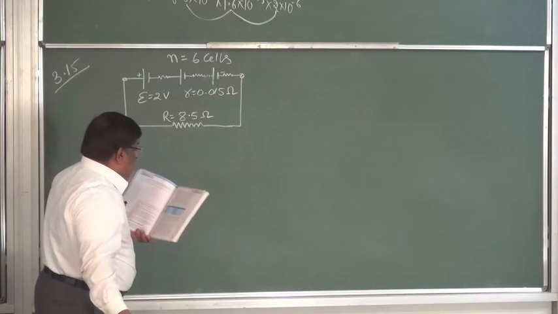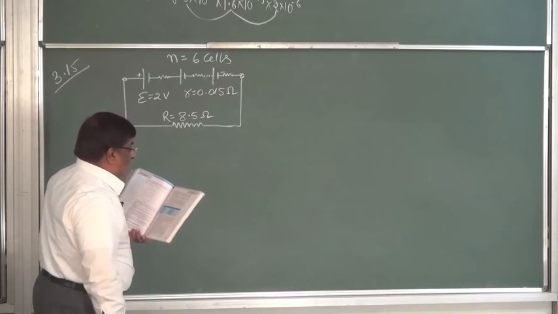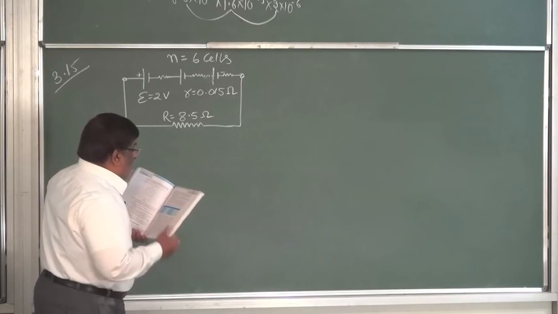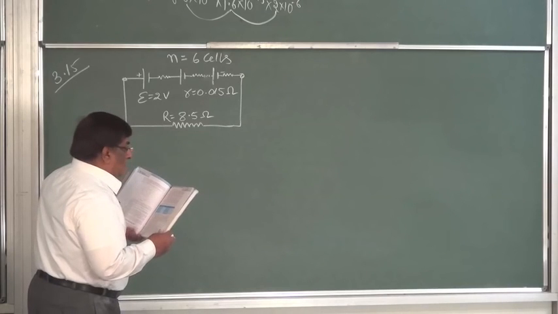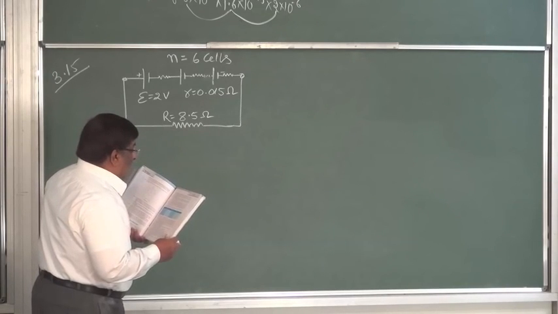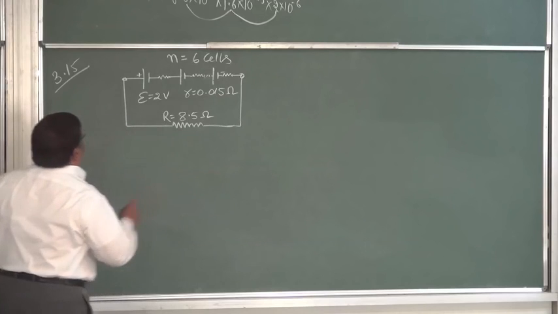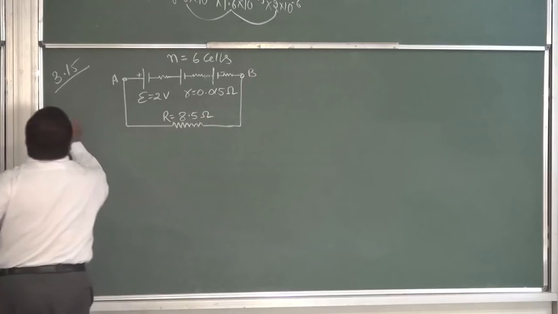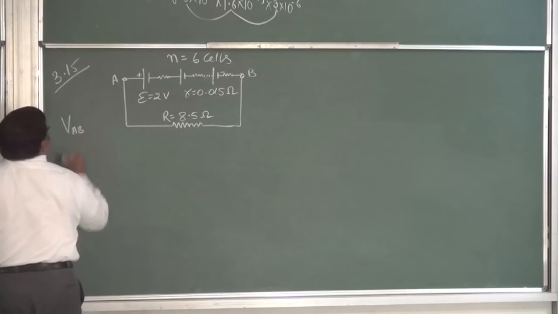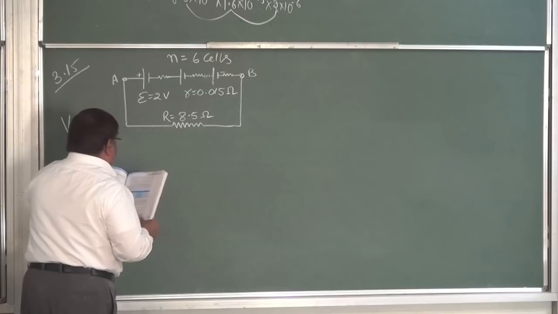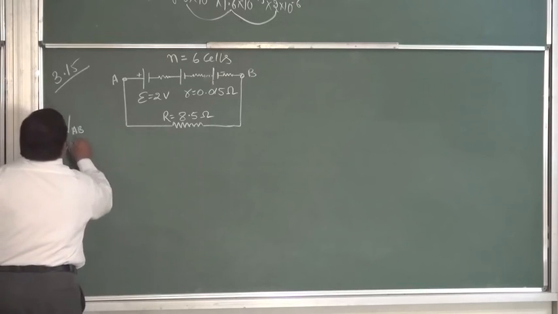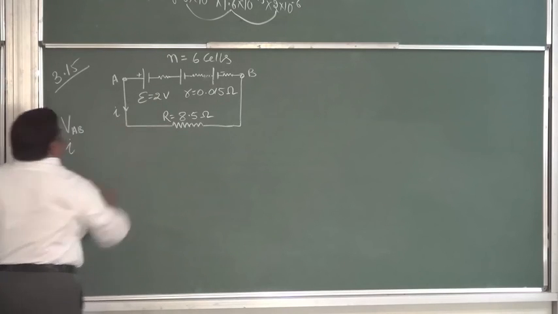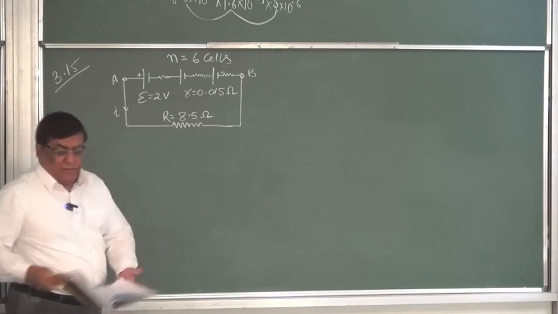Okay, now this is the situation. The question is what are the current drawn from the supply and its terminal voltage. दो चीजें हमको निकालनी है. A और B के बीच की वोल्टेज, that will be known as terminal voltage. दूसरा, what is the current I in this loop? This we are supposed to find out.